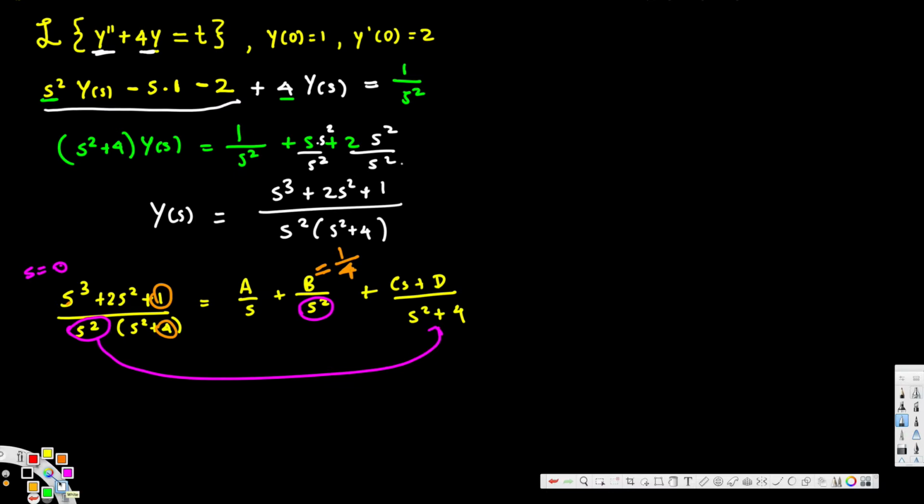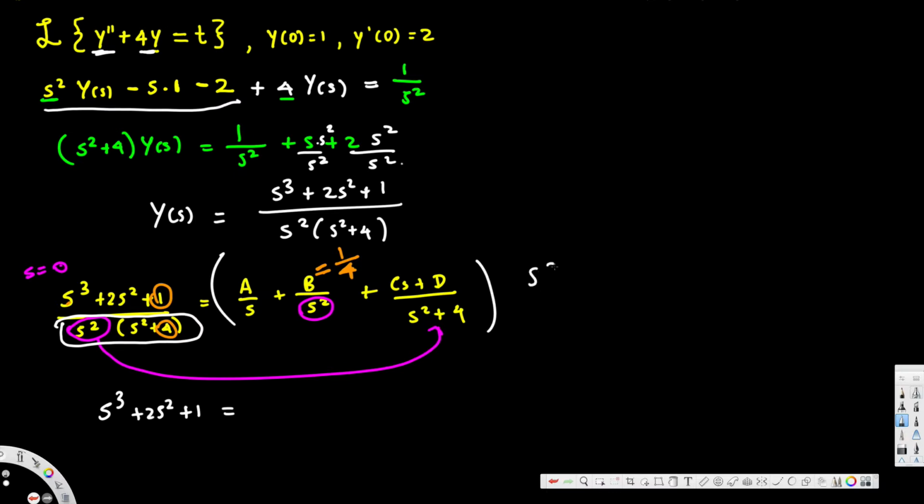Now let's go ahead and find the other things. Here we have s cube plus 2s square plus 1 in the numerator, and on the other side we have a over s plus b over s square plus cs plus d over s square plus 4. So what we are going to do is multiply the whole thing on the other side. If you multiply the whole thing by s square plus 4, this doesn't exist on this side anymore, so that's why we have this one alone on this side.